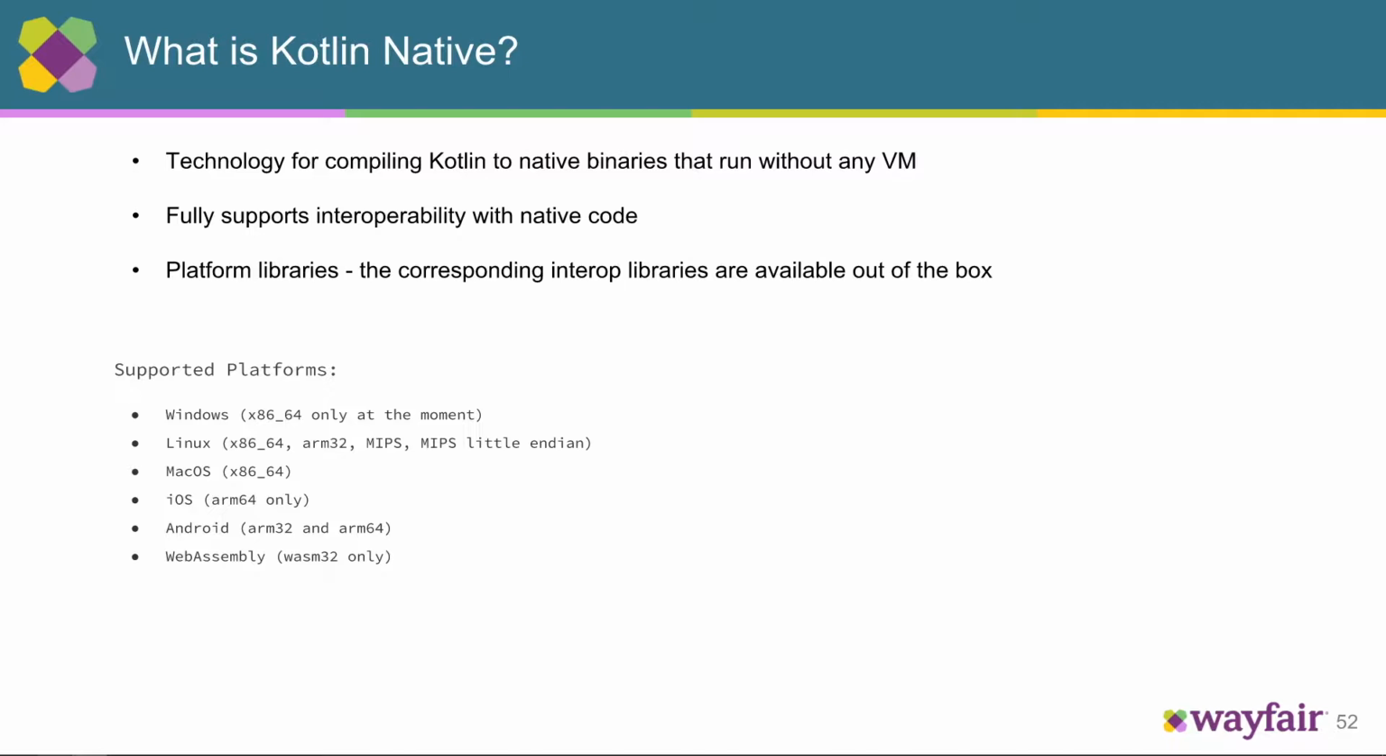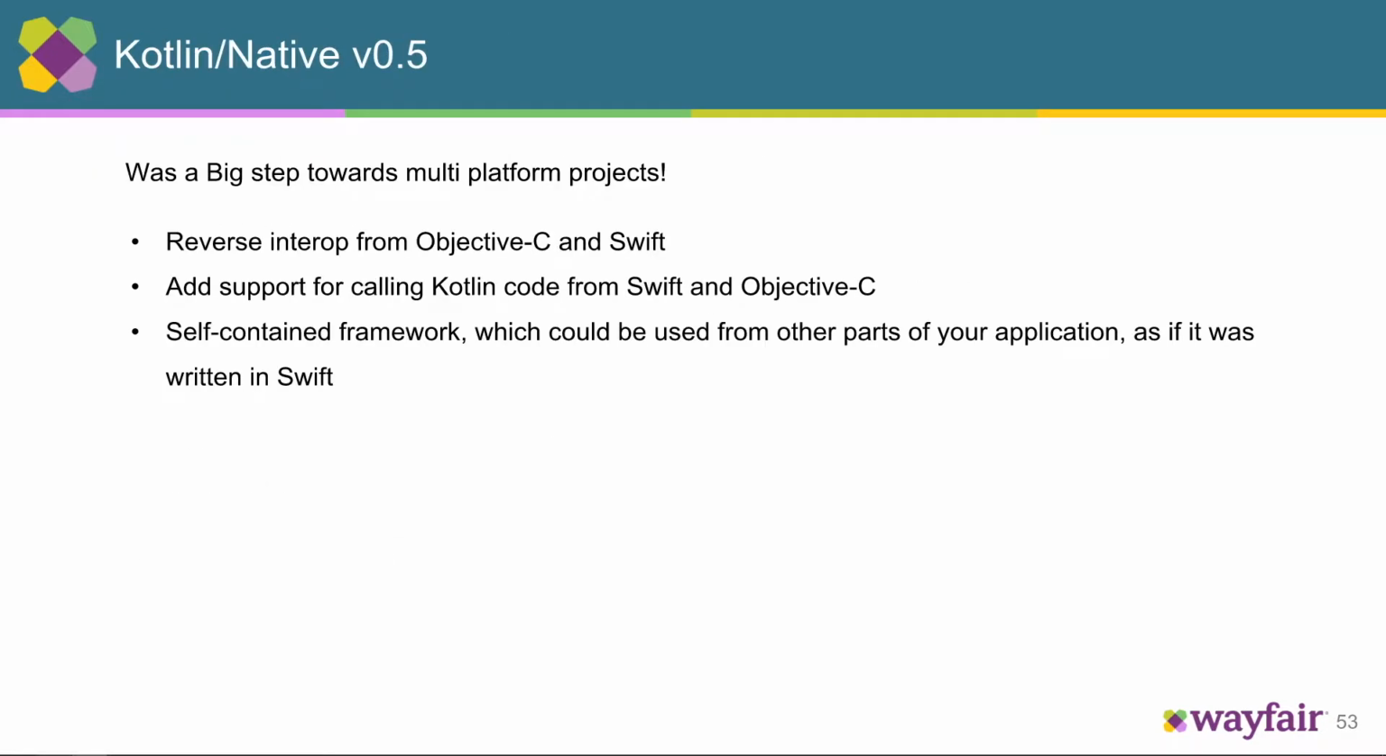So what is Kotlin Native? Right now it's just a technology for compiling Kotlin into native libraries that run without any VM. It fully supports interoperability with native code. And one of the big things is that there's platform libraries that have been converted by the JetBrains team, which allow us to use those in Kotlin Native. So for us, that means that some of the iOS standard frameworks are already there that we can utilize in Kotlin, and that will come in handy going through all this.